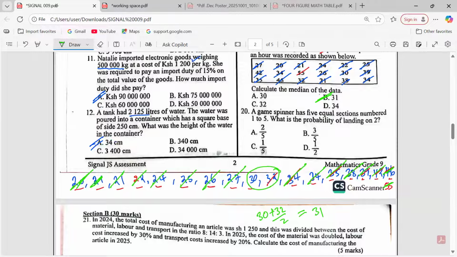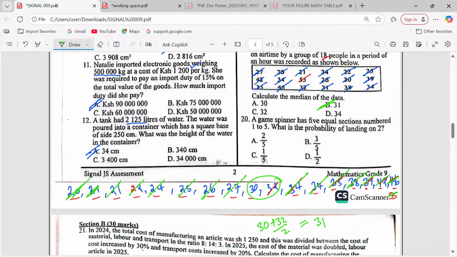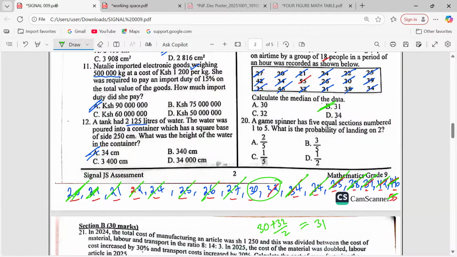Look at number 20 to crown part A. Now, a game spinner has 5 equal sections numbered 1 to 5. What is the probability of landing on 2? If they have been numbered 1 to 5, then it means we have only one 2. So if 2 is 1 and the options are 5, then 2 over 5 is the probability of landing on 2, making A the right answer.